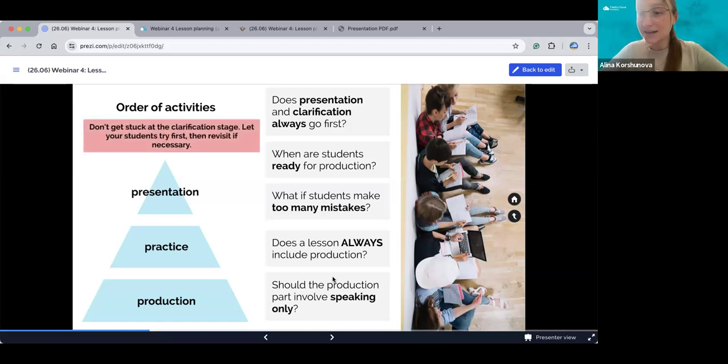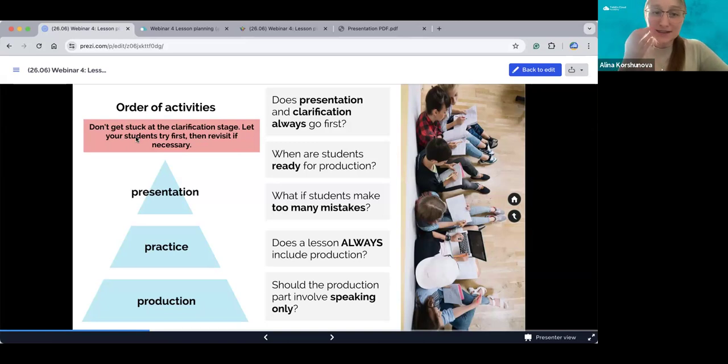I'll give you one recommendation, a piece of advice. Actually, that's something that I learned from another trainer, tutor. She told me that we should not get stuck at the clarification stage. I remember I was teaching elementary students and I wanted them to understand what I was teaching. I wanted them to understand it to 100%, and only after that, I wanted to give them the practice. But I spent so much time explaining and asking questions, drawing, whatever on the board, and it was useless.